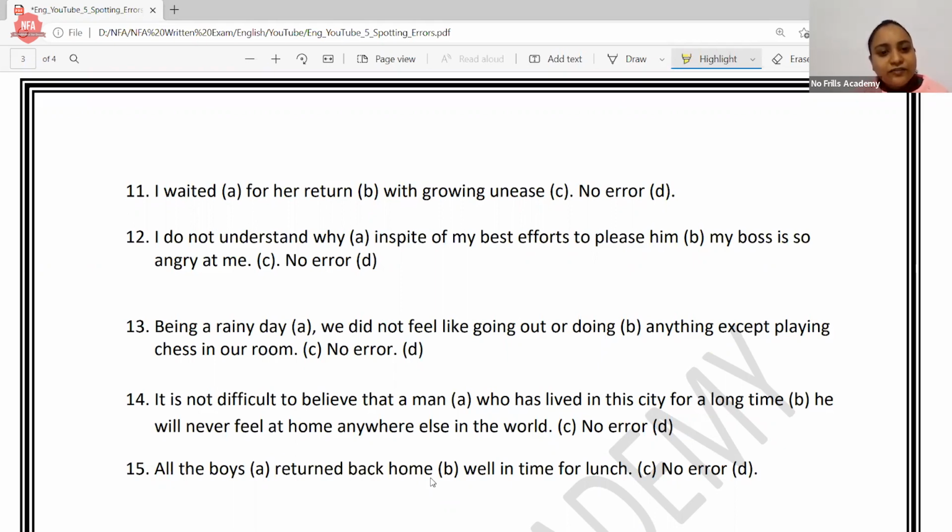Next. It is not difficult to believe that a man who has lived in the city for a long time, he will never feel at home anywhere else in the world. It is not difficult to believe that a man A, who has lived in the city for a long time B, he will never feel at home anywhere else in the world C. No error D.